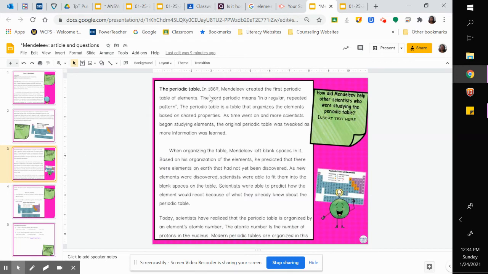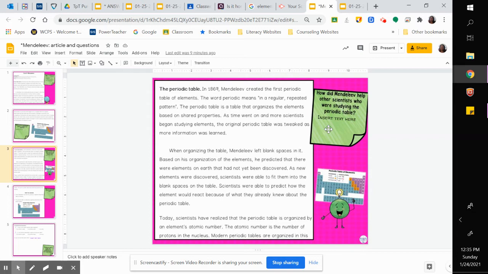The periodic table. In 1869, Mendeleev created the first periodic table of elements. The word periodic means a regular, repeated pattern. The periodic table is the table that organizes the elements based on their shared properties. As time went on and more scientists began studying elements, the original periodic table was tweaked as more information was learned. So basically, as they learned about more and more of these elements, they did have to make some minor changes, some tweaks as they're putting it, but nothing too big.